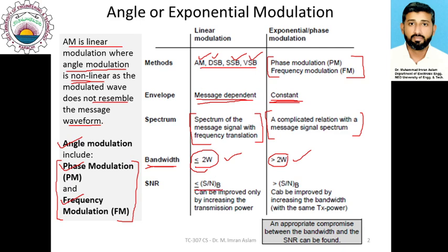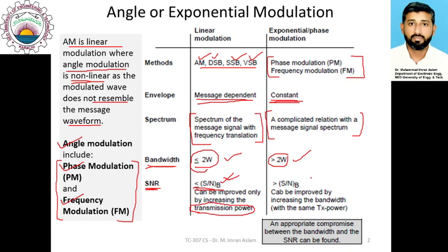Another important thing is signal to noise ratio. For linear modulated signals, the signal to noise ratio is less than or equal to the baseband signal to noise ratio. This small b here represents baseband signal to noise ratio. So modulation actually does not improve the signal to noise ratio. Rather, if we need to improve it, we need to increase the transmission power. So from modulation there is no effect on the SNR.